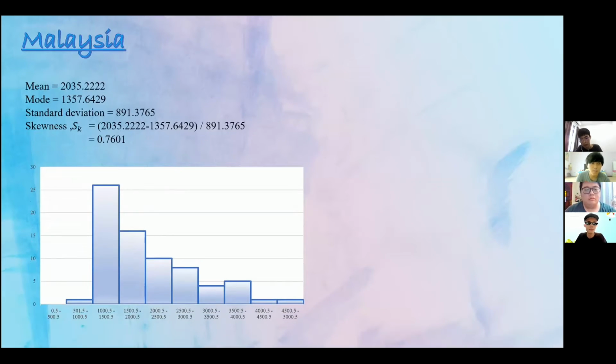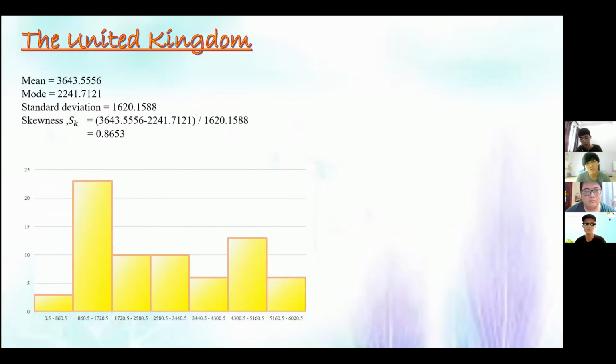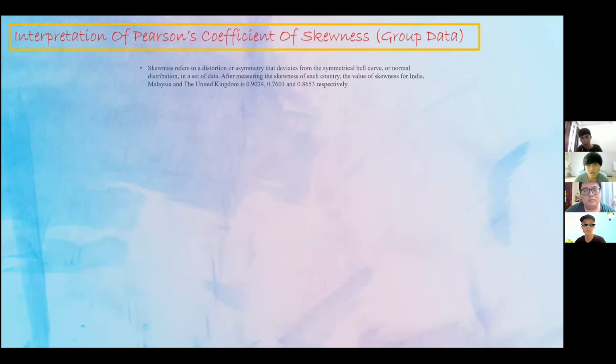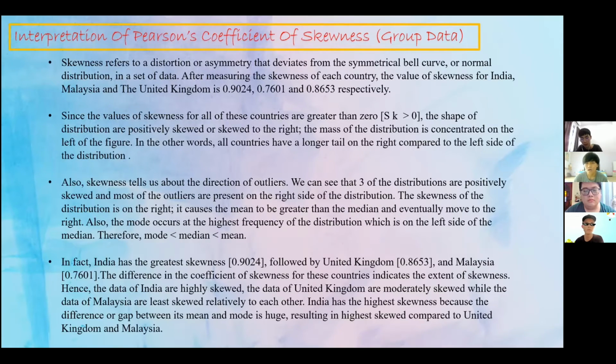Next, Malaysia's skewness is 0.7601. And last, the United Kingdom's skewness is 0.8653. Since the skewness values of all these countries are greater than 0, the shape of the distributions is positively skewed, or skewed to the right.